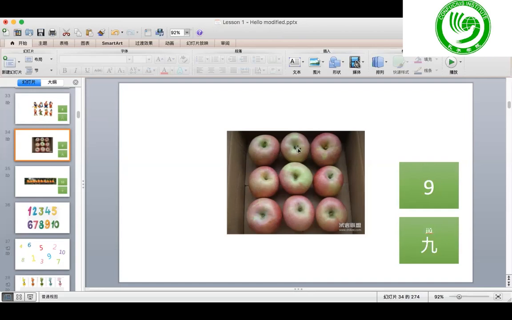1, 2, 3, 4, 5, 6, 7, 8, 9. Now, this time, I'm going to give you 1 minute to count from 1 to 9, please, by yourself.